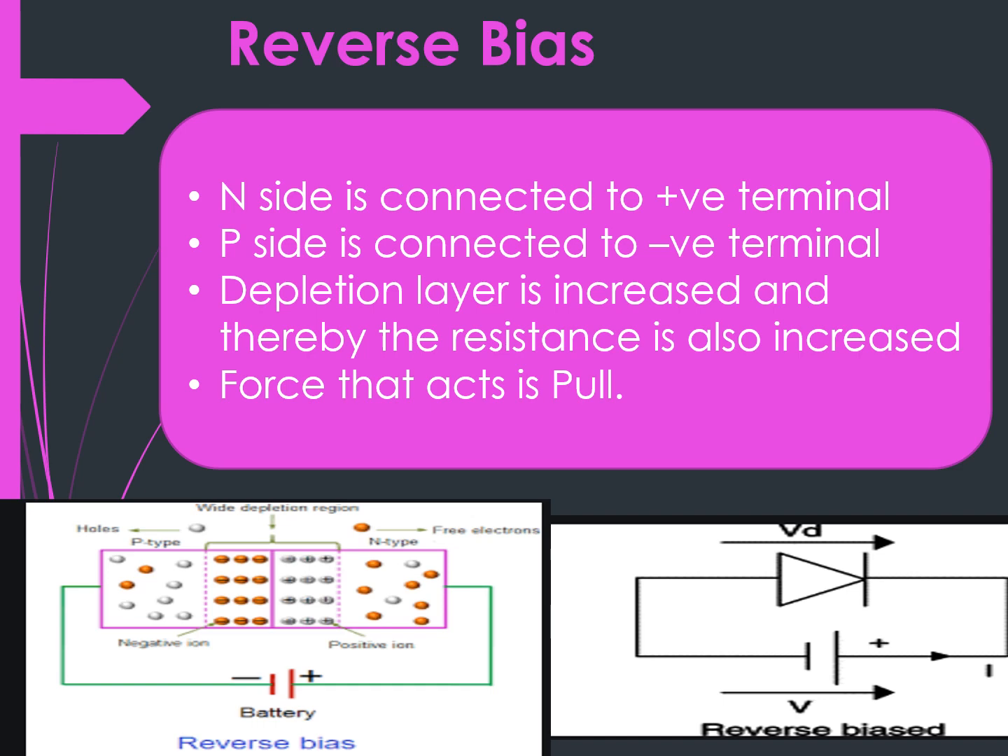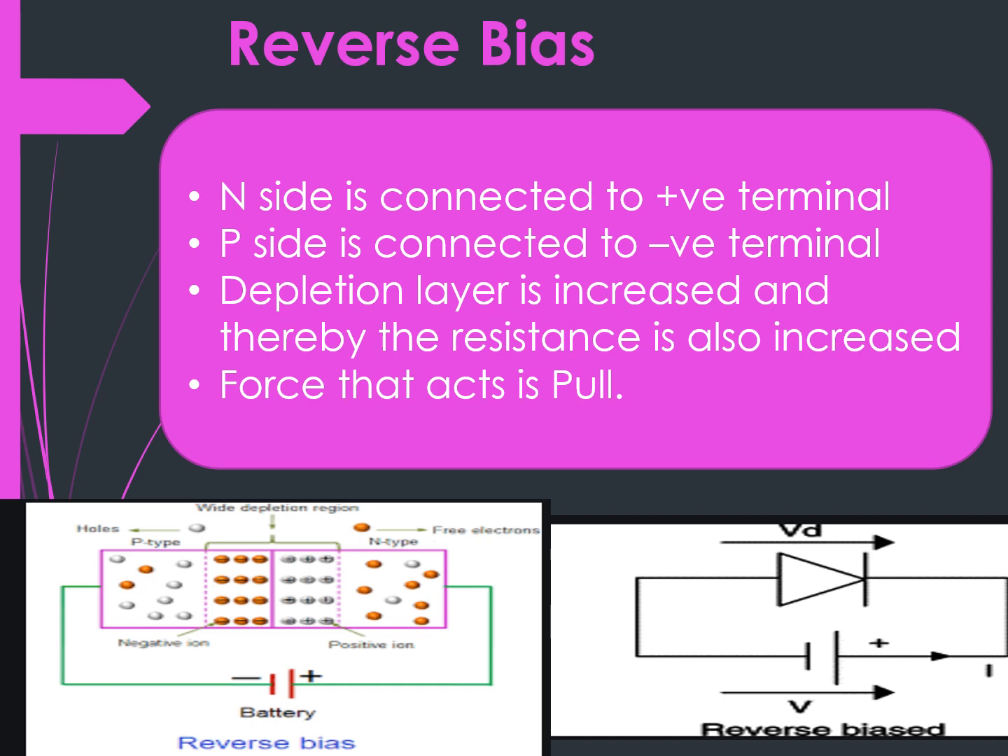So in reverse bias, what happens is that the N side is connected to the positive terminal, P side is connected to negative terminal, and the force that acts on it is the pull. So the depletion layer increases, thereby the resistance also increases and the current flowing through it decreases, and it's found that no current flows through the majority carrier. Whatever the current is found to flow, that is due to the minority carrier.